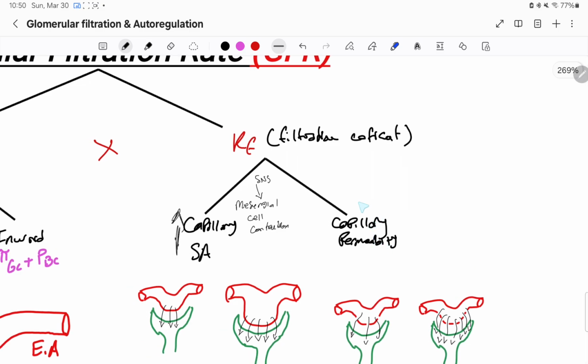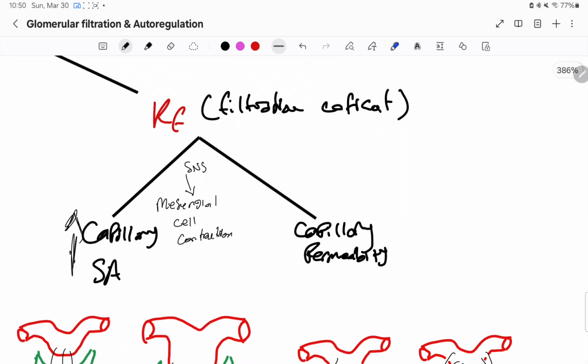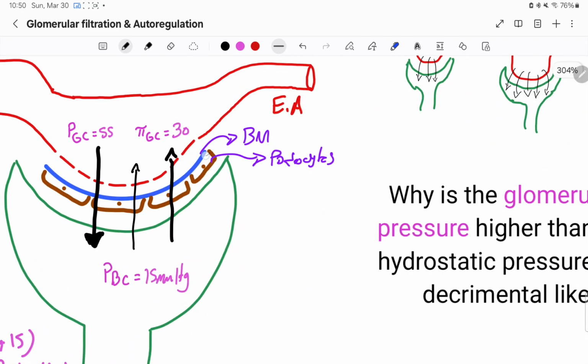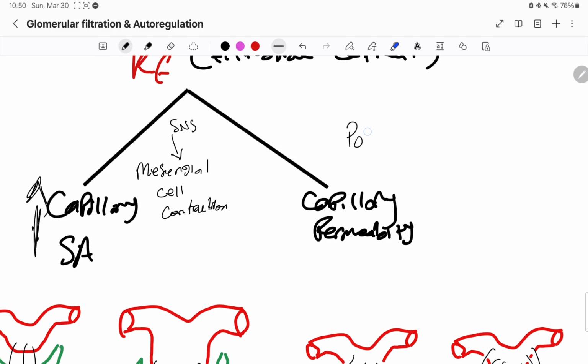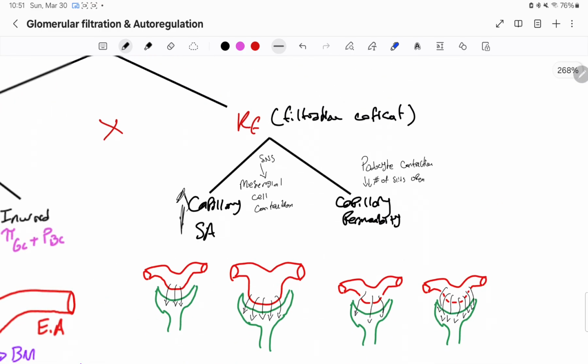Okay? The other thing is the capillary permeability. The capillary permeability has been said to change by podocyte contraction. So remember the podocytes? They had those little foot processes, right? And those foot processes formed the filtration slits, and that was one of the barriers that you actually had to get through in order to be able to filter fluid. Well, guess what? They actually have contractile ability. So when the podocytes contract, it will close the filtration slits. And if you close the filtration slits, what happens? The number of slits open goes down, and that actually means that you have a lower capillary permeability, right? So these factors have been indicated to play a role in physiologically changing the filtration coefficient, all right?